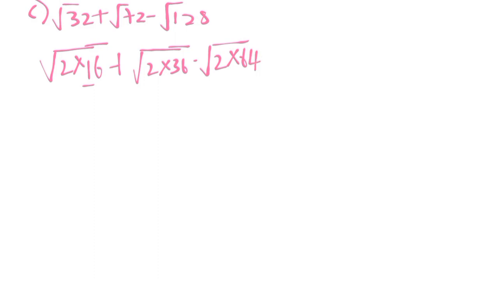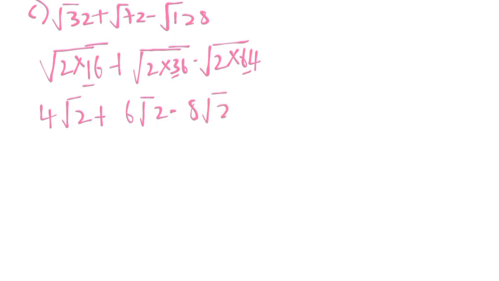So now I can take root 16 as 4. Root 16 is a rational number, and root 2 is irrational, so I'll put root 2 there. Then root 36, I can take the root as 6. Then another root 2 is irrational, put it there. Then root 64 is rational. That is minus root 64. The value for root 64 is 8, so I'll put 8, and I'll put root 2 there.